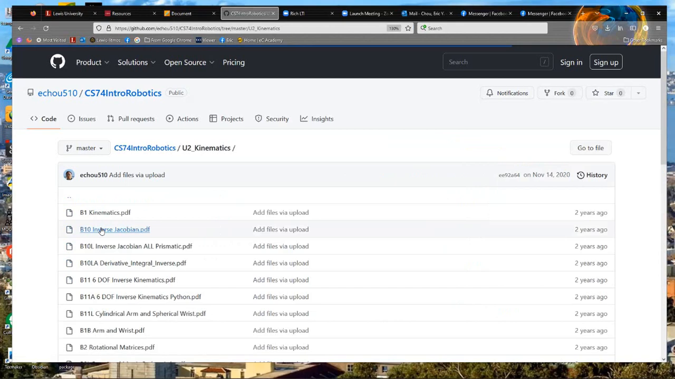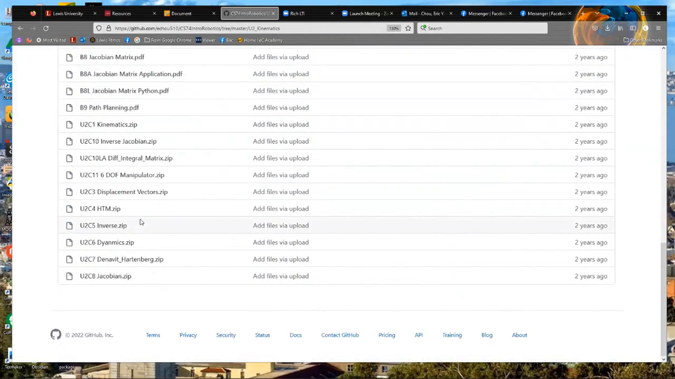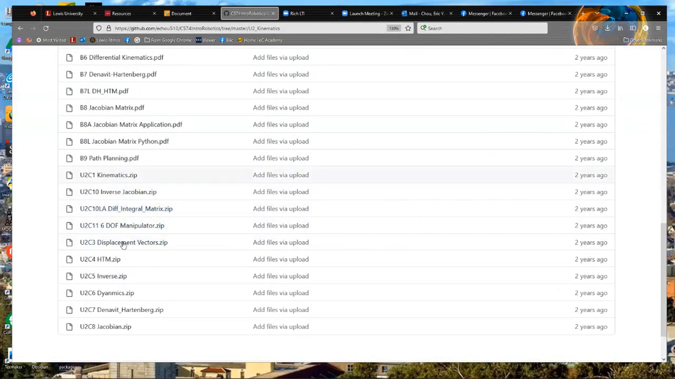So kinematics, these are the PDFs. Sample code is in the center already. You can see that they are Unit 2's samples. I'm preparing this one in case there's a chance that I need to teach the undergraduate course. So I call it a 74 thing. Your Denavit-Hartenberg should be this one. Is that okay?